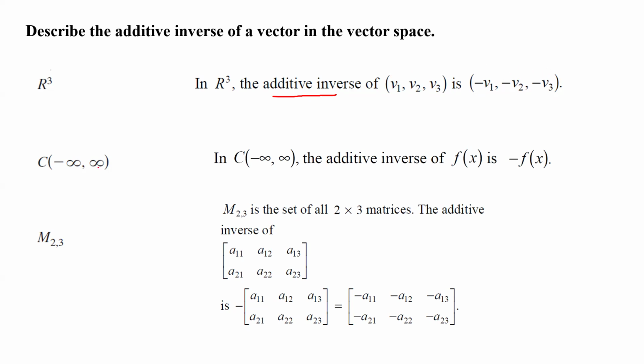Now, if you are in the vector space of all continuous functions from negative infinity to infinity, in this world, the additive inverse of a function is negative that function. You're basically looking at the reflection with respect to the x-axis. And again, if you add these two functions together, we get the 0 function back.